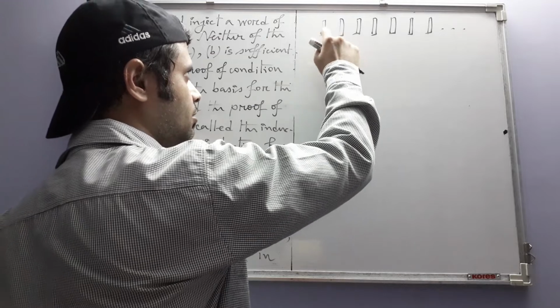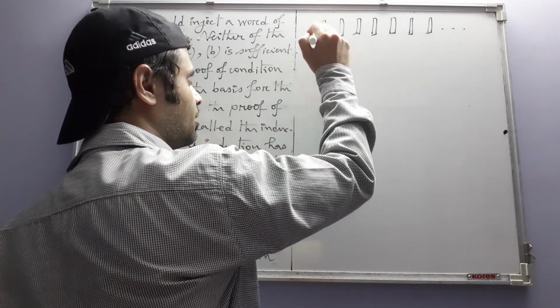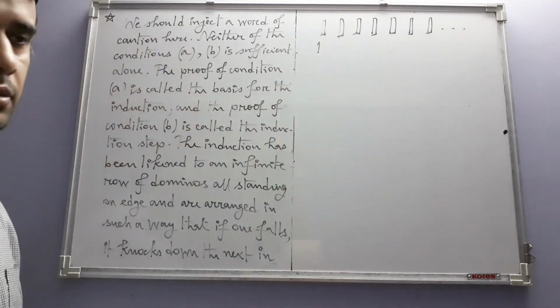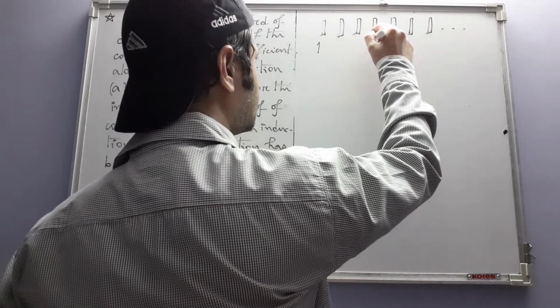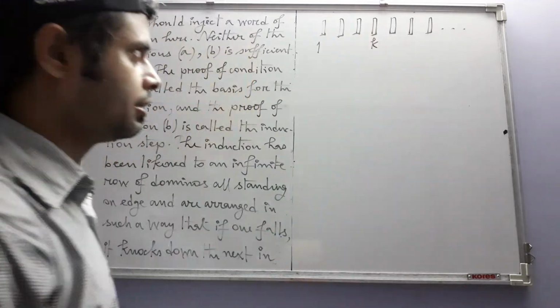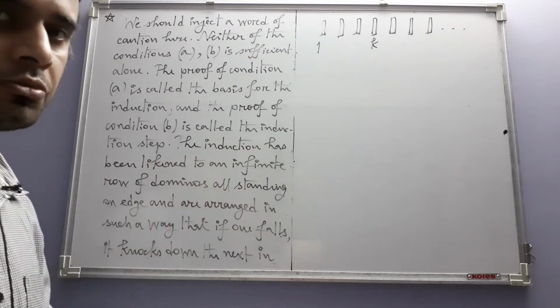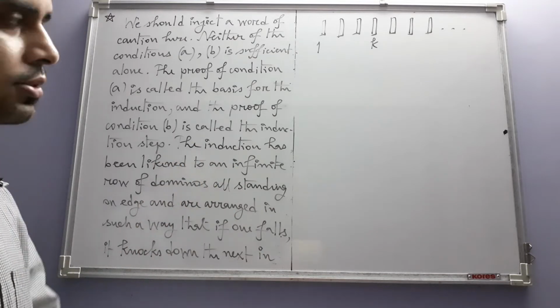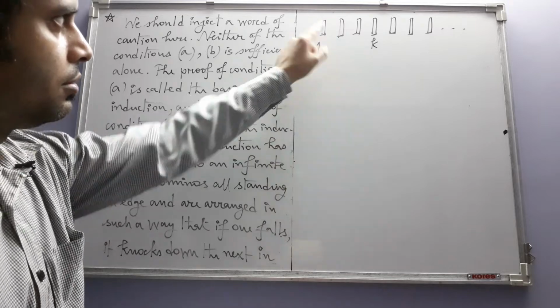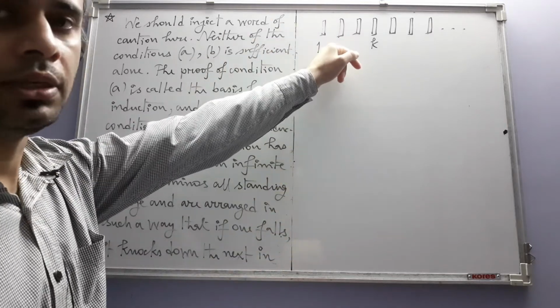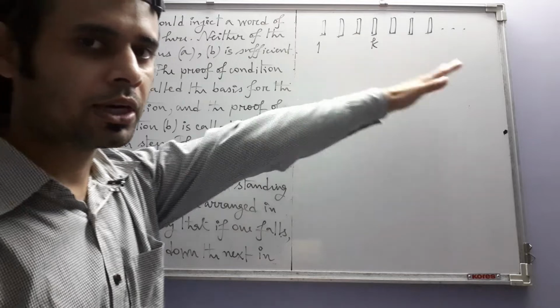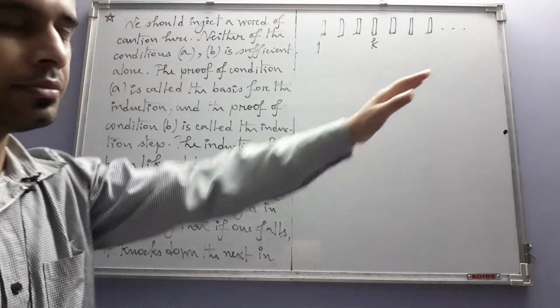This is the case that 1 belongs to S, and whenever some domino k belongs to S, that is, if k falls, then k plus 1 also falls. Okay, so the collapse will start from here and it will propagate along the line.